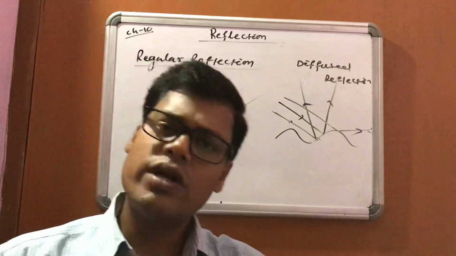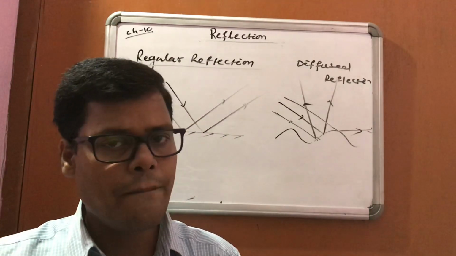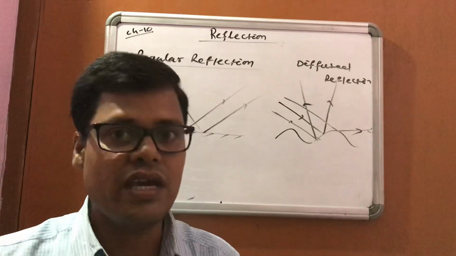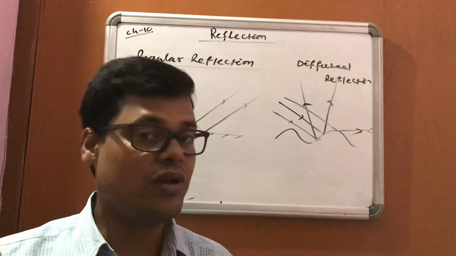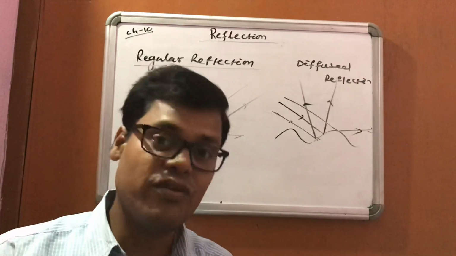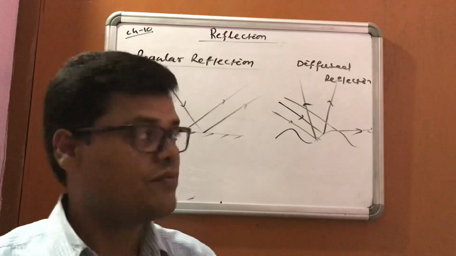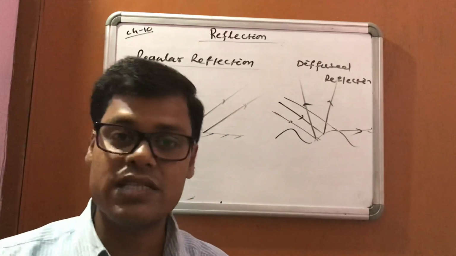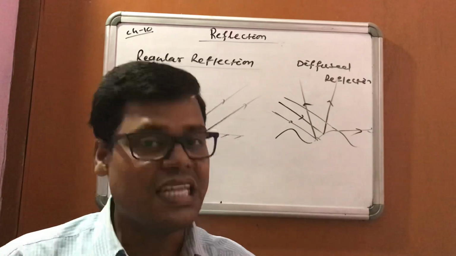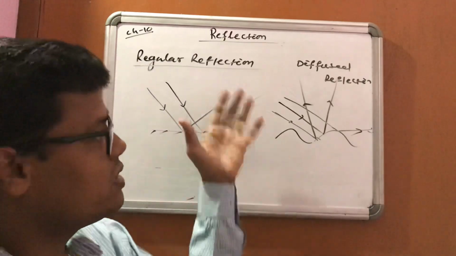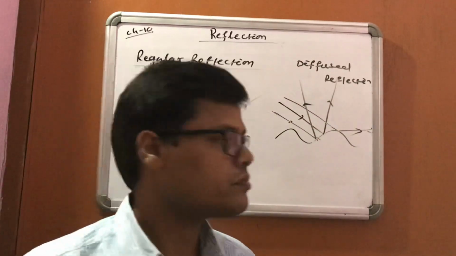Now, you can take another example. Let us take a bucket of water. You can see your own image. But if you shake it gently, what will happen? The image will disappear. You cannot see your image. It is because diffuse reflection takes place when you shake the bucket of water and the surface becomes irregular. That's why it is also known as irregular reflection or diffuse reflection.